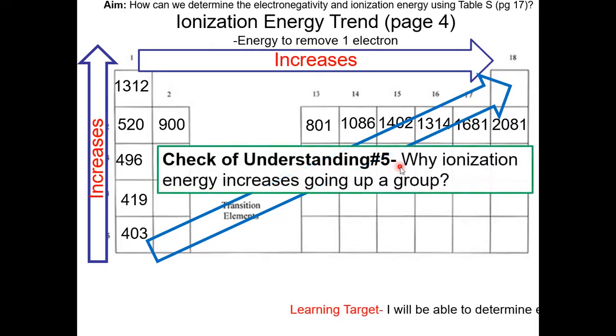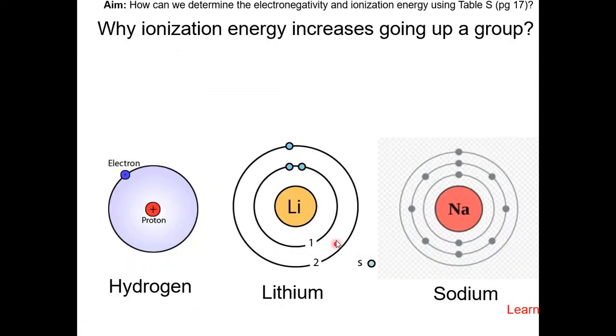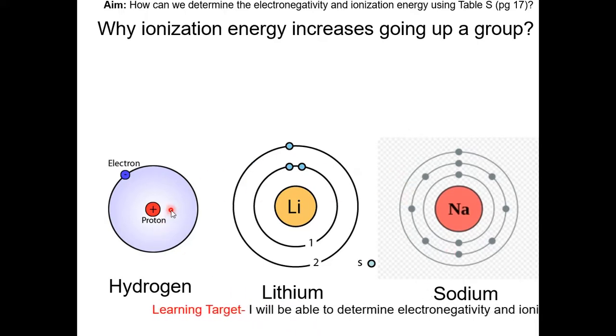Check on understanding number 5: why ionization energy increases going up a group. Let's look at hydrogen, lithium, and sodium from group 1. We need to compare the effective nuclear charge and the shielding effect. You should know by now the effective nuclear charge is constant within a group. For shielding, hydrogen has 0 inner electrons, lithium has 2, and sodium has 10.